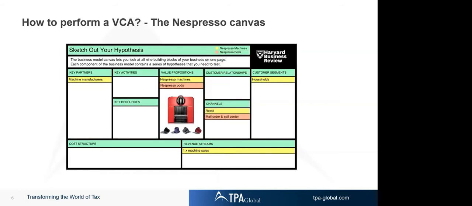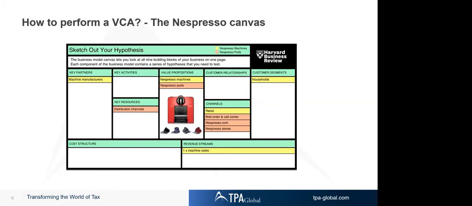They started out with mail order and call center, then they built Nespresso.com, and today in the biggest cities of the world, you'll find Nespresso stores as well. This is interesting because it meant that they had to build distribution channels as a key resource in their business model, because this is the first time that a Nestlé-owned company sells directly to households.